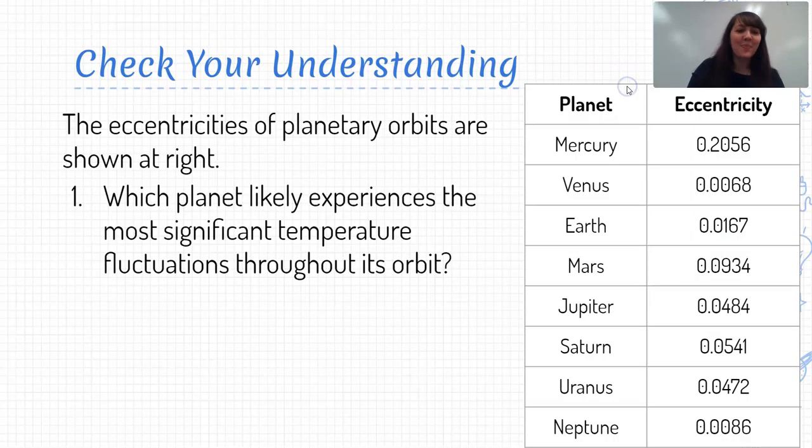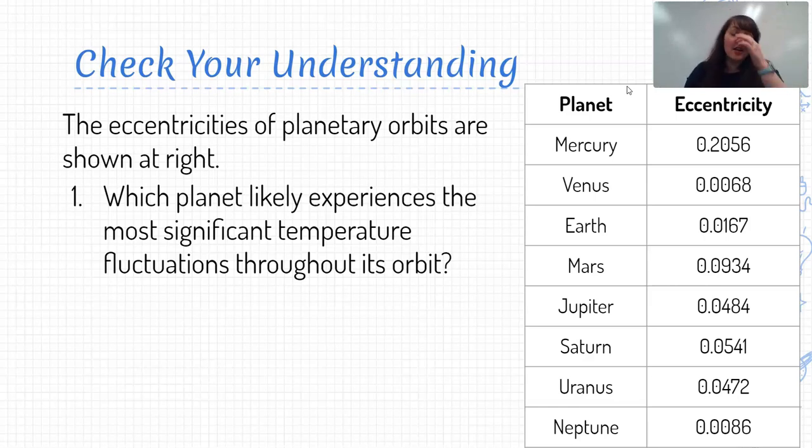All right. So let's do a little bit of a check for understanding. So we've got 8 recognized planets in our solar system. The eccentricity of each of those elliptical orbits is shown in this table. First question is, which of these planets, based on this data, would you expect would experience the most significant temperature fluctuations as it goes through its orbit? Which one is the least stable and has a bigger difference between its warmest and its coldest days?